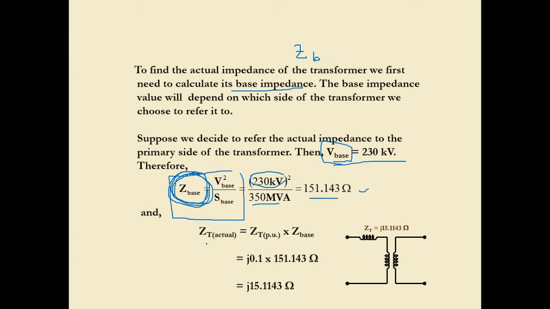Now coming to ZT actual, equal to ZT per unit multiplied by the base. This gives us ZT actual of 15.1143 ohm. Looking at the per unit equivalent circuit, ZT is located at the primary side because we decided earlier to refer the transformer to the primary side. So it is very clear cut there.